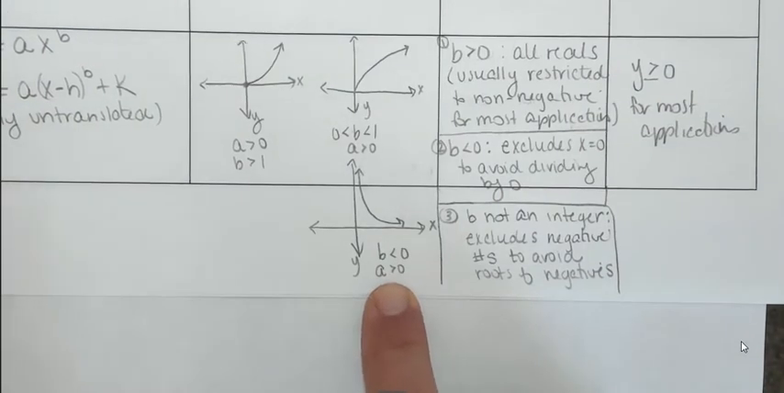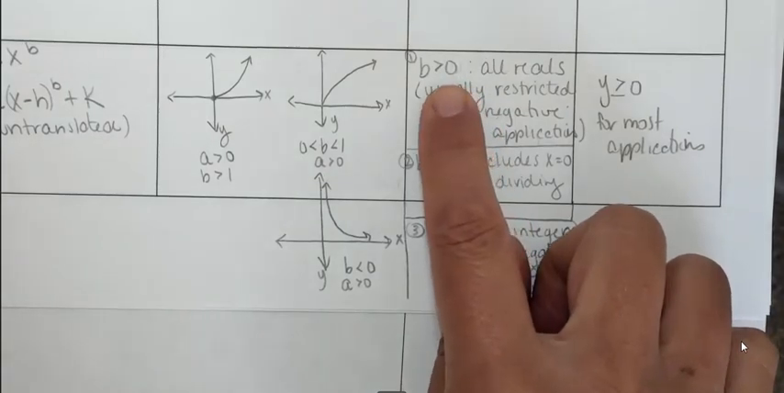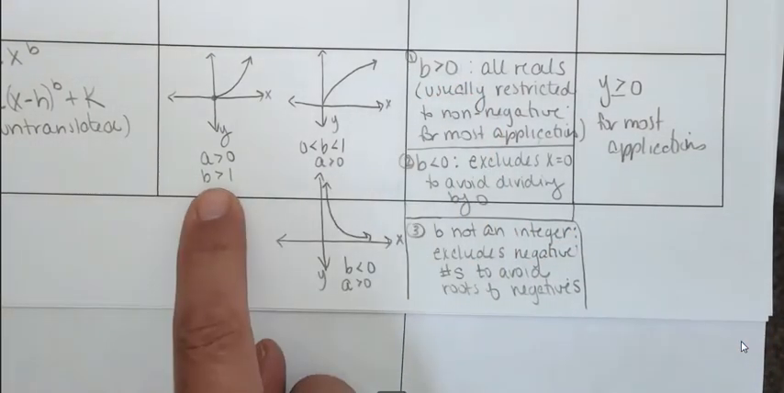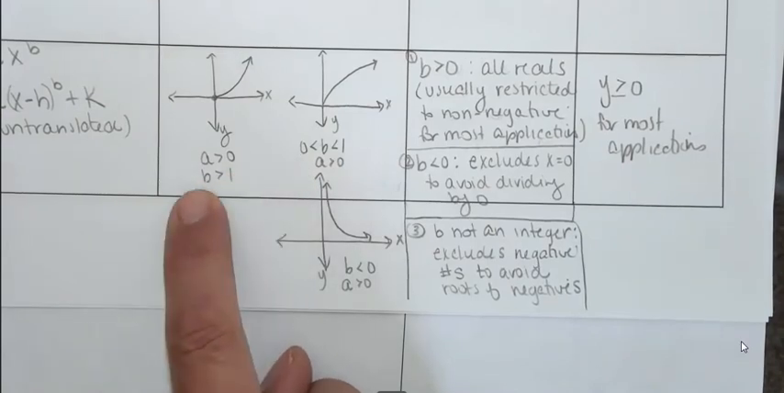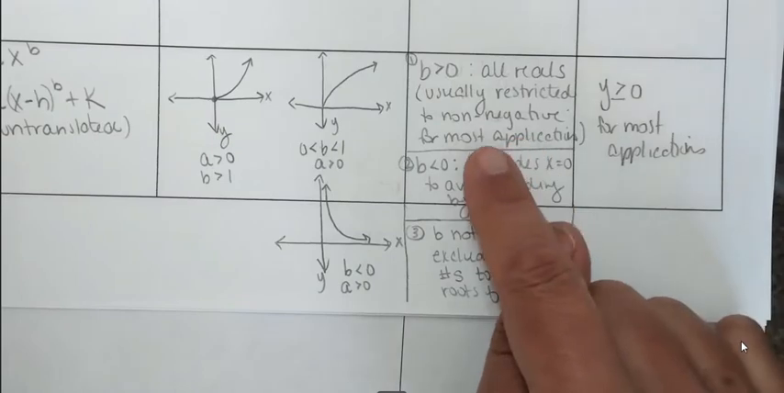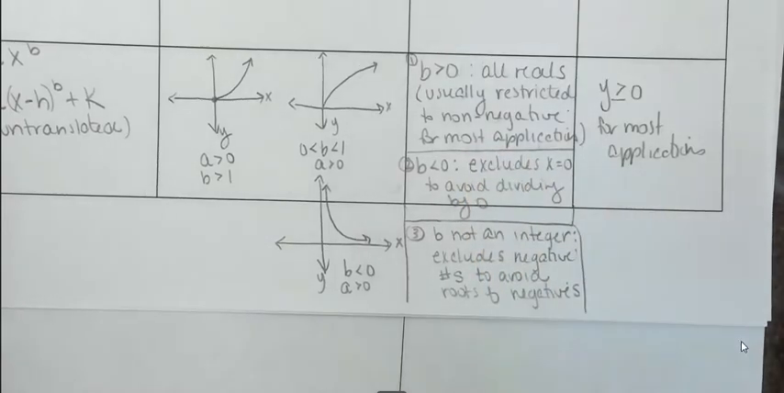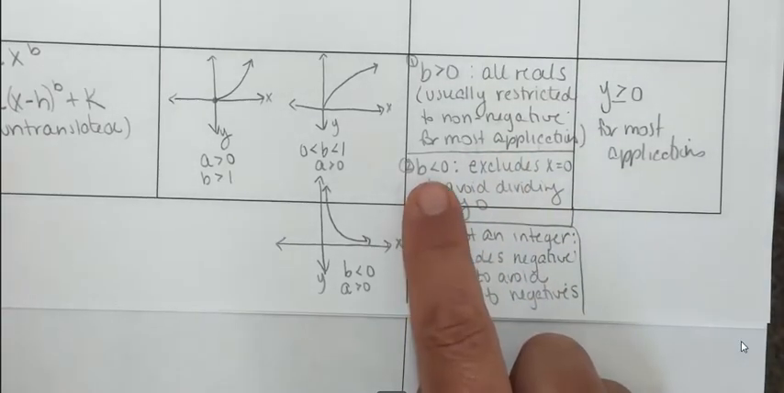All right, so your domain here, if B is some number greater than 0, okay, so if you're looking at these two here, usually your domain would include all reals, but for most applications, again, we're restricting it to where x is just greater than or equal to 0. Okay, what if B is a negative?